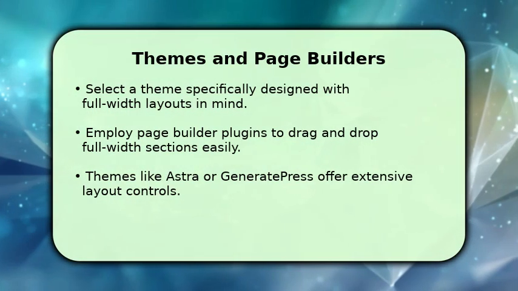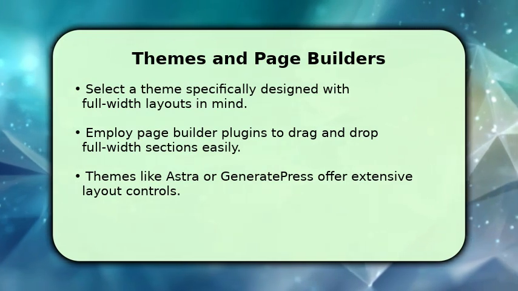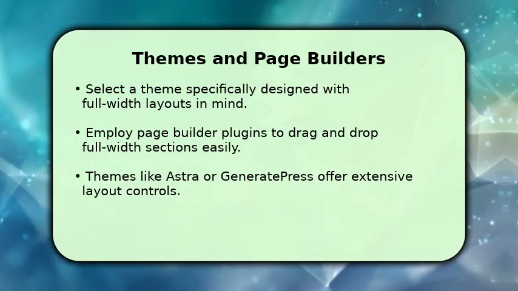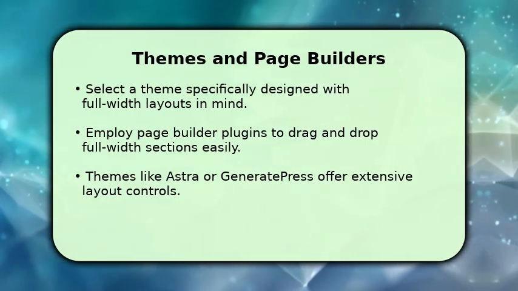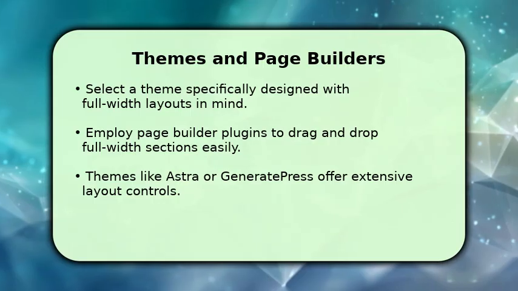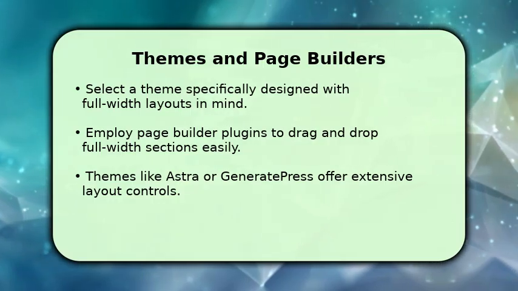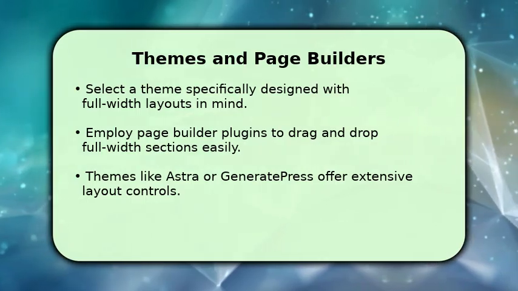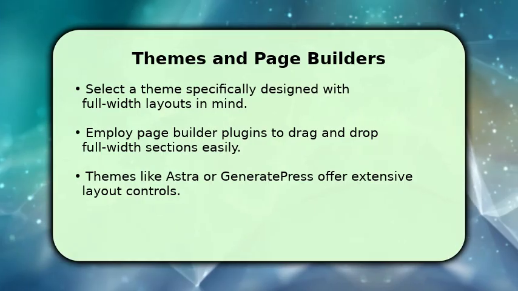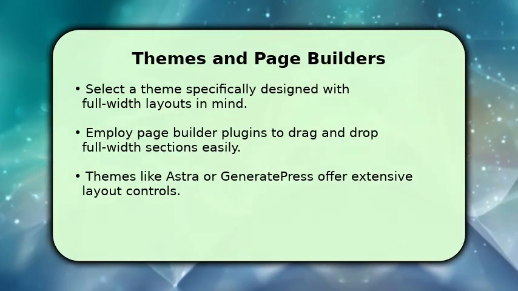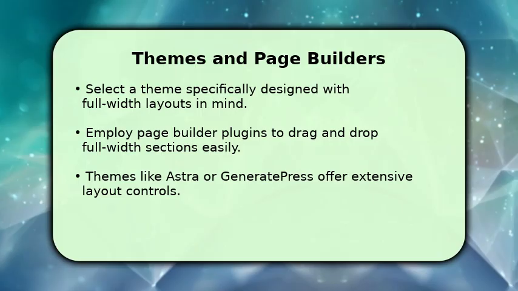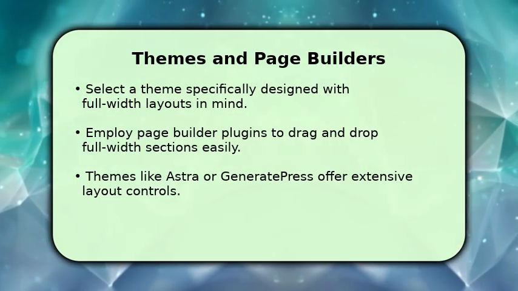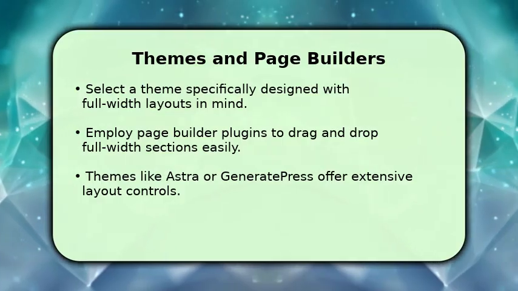For even greater flexibility, consider using themes and page builder plugins. Themes such as Astra, GeneratePress, or Ocean WP are built with robust layout options, making it simple to set global full-width settings or apply them to individual pages. Furthermore, page builder plugins like Elementor, Beaver Builder, or Divi offer intuitive drag-and-drop interfaces. These tools allow you to easily create full-width rows, sections, and columns, giving you precise control over every pixel of your design without needing to write any code.